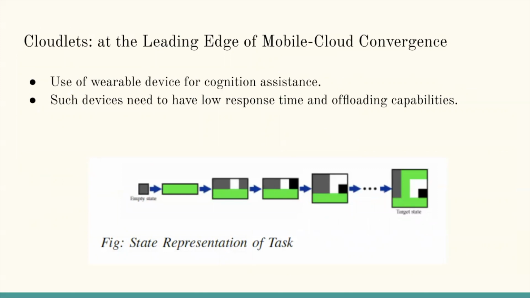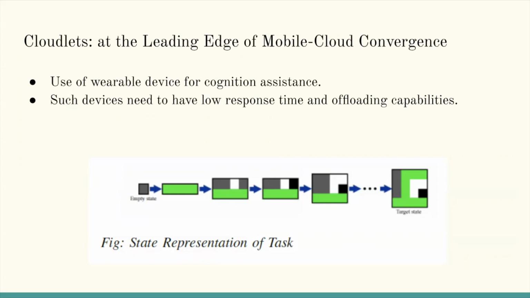In the paper titled Cloudlets at the Leading Edge of Mobile Cloud Convergence, the paper discussed the use of wearable devices such as Google Glass for cognition assistance and the challenges associated in designing such assistive technology that can help with tasks such as perception and cognition. One challenge that the authors said was present in this task was the low response time, as delays exceeding tens of milliseconds can affect the user's perception.